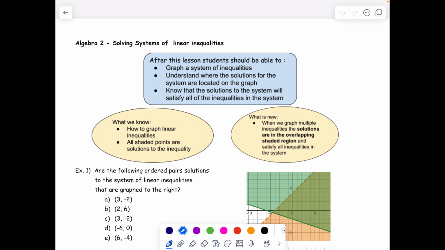So what do you need to know after this lesson? Well, you need to be able to graph a system of inequalities. You need to understand where the solution for the systems are located on the graph. And you need to know that a solution to a system will satisfy all the inequalities in that system.